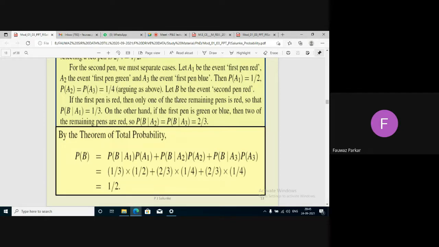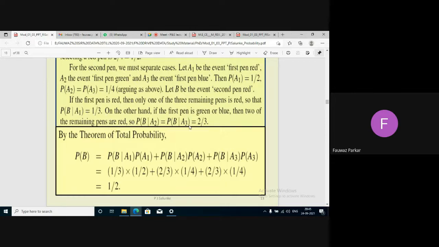Okay. B is the event that the second pen is red. So if the first pen is red, then only one of the remaining three pens is red. The first pen is red, so how many are left? Three pens, one red, one green, one blue. So the probability is 1/3. The probability that the second pen chosen is red is what? 1/3, because I now have only three pens, one red, one blue, one green.